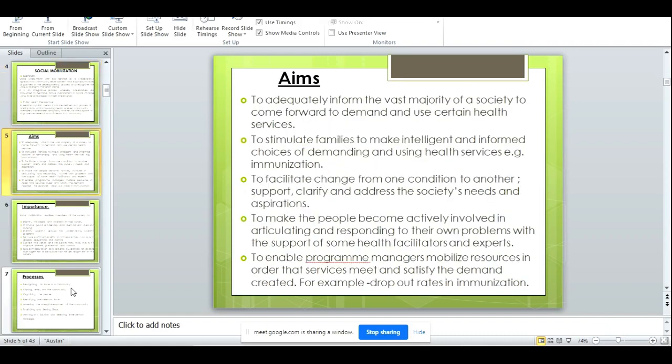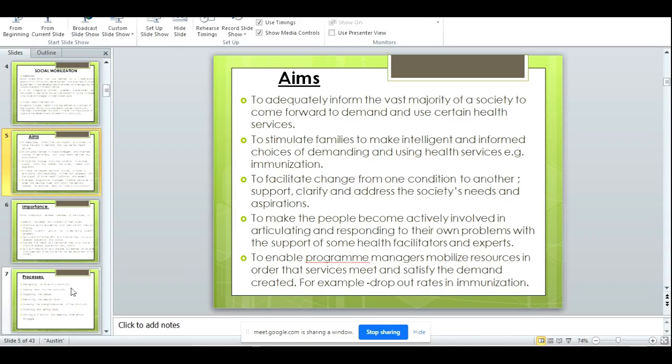So moving forward, talking about the aims of social mobilization now. One of the aims of social mobilization is to adequately inform the vast majority of a community to come forward to demand and use certain health services, to stimulate families to make intelligent and informed choices of demanding and using health services, for example, immunization, to facilitate change from one condition to another, to support, clarify, and address society's needs and aspirations, to make the people become actively involved in articulating and responding to their own problems with the support of some health facilitators and experts, and also to enable managers mobilize resources in order that services meet and satisfy the demand created.